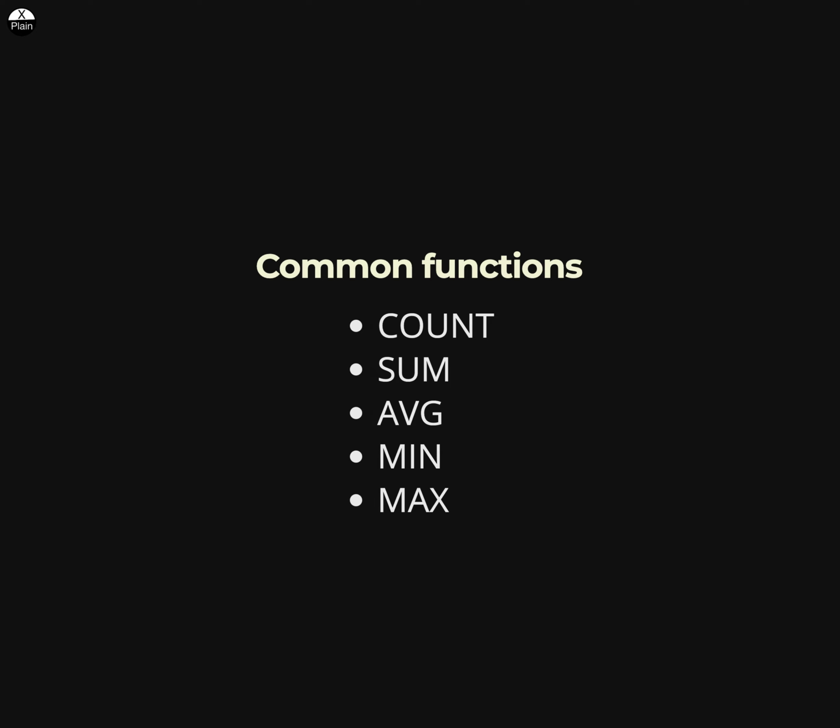The count function returns the number of rows in a result set. The sum function returns the sum of all values in a specific column. The average function returns the average values of all values in a specific column. The min function returns the minimum value in a specific column. The max function returns the maximum value in a specific column.